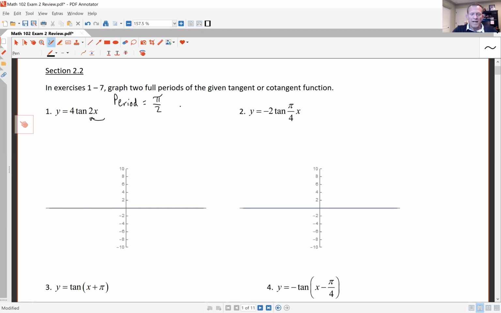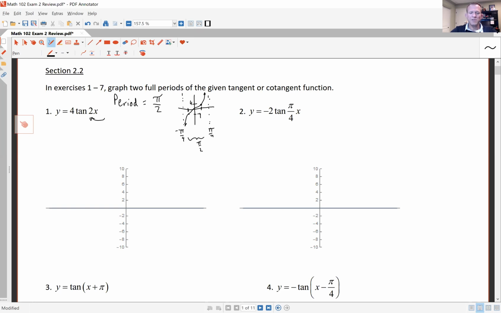So the new period being pi over 2, one full cycle happens in pi over 2. So we have to have a period of pi over 2, which now means this graph is going to go from negative pi over 4 to pi over 4, giving us one full period of pi over 2. The basic tangent function looks like that. And halfway between those, this is going to get up to 4. Halfway between those, it's going to get down to negative 4.